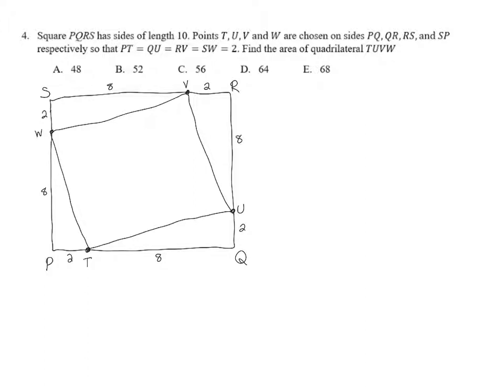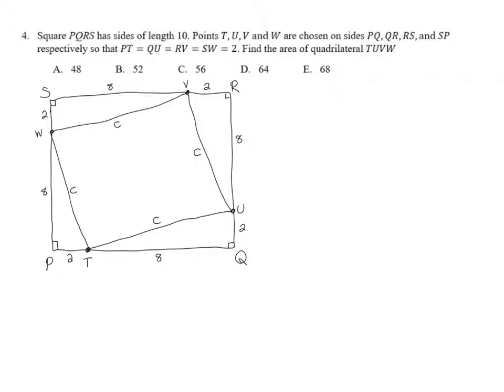First, I want to point out that all of its sides are going to be the same length, and I'm going to call that c. The way that we know that the sides are going to be the same length is because each of the sides of that quadrilateral is the hypotenuse of a right triangle that has legs 2 and 8. All 4 of those right triangles are congruent, which means that all 4 sides of the quadrilateral are also congruent.